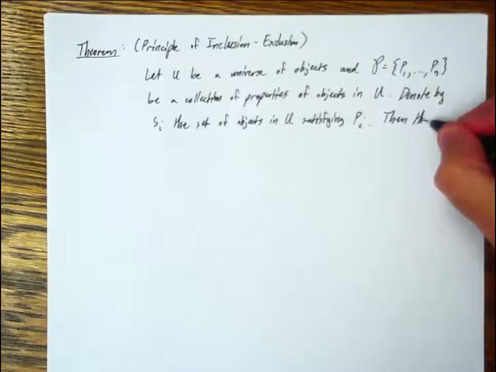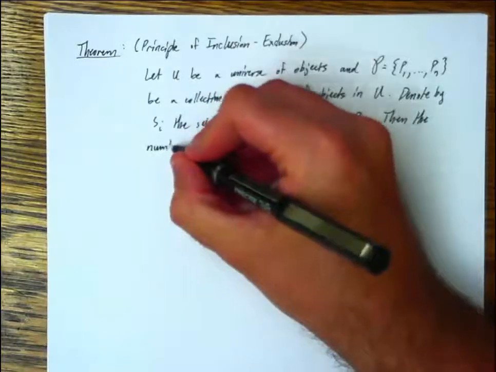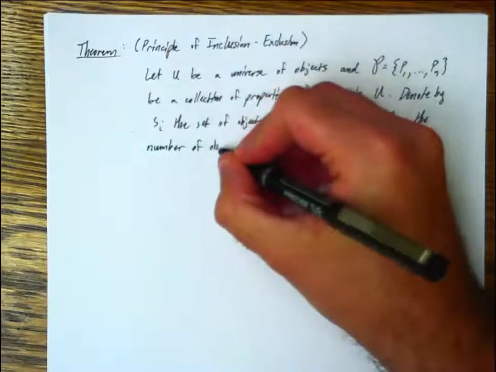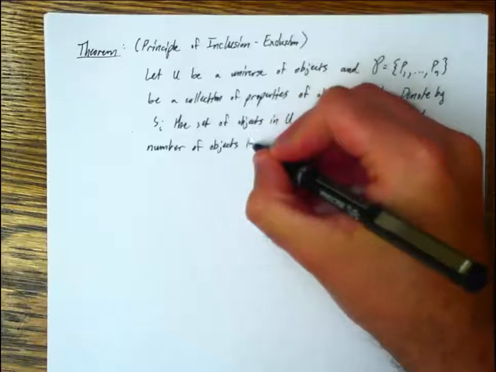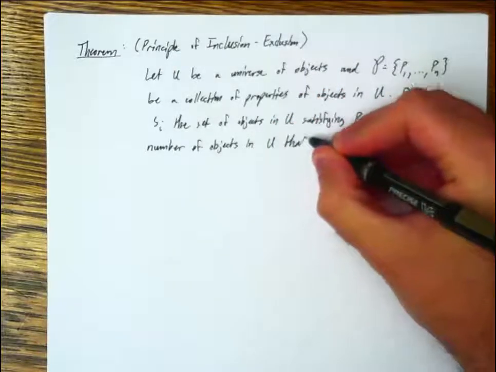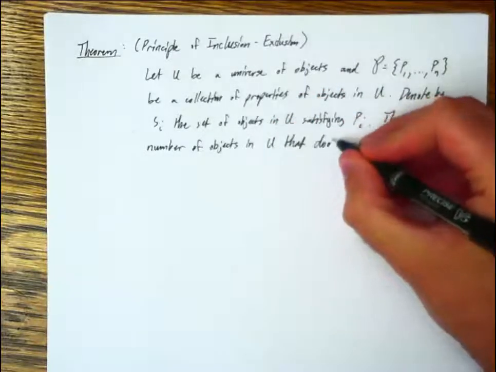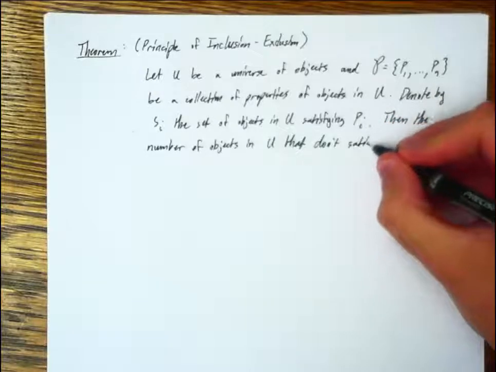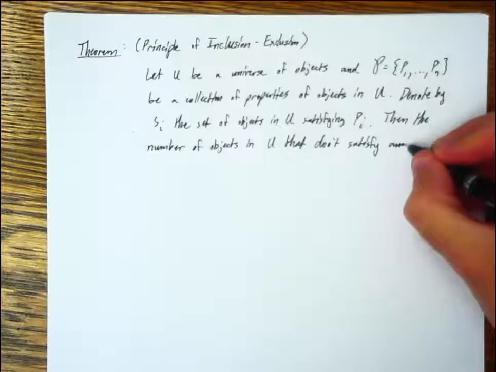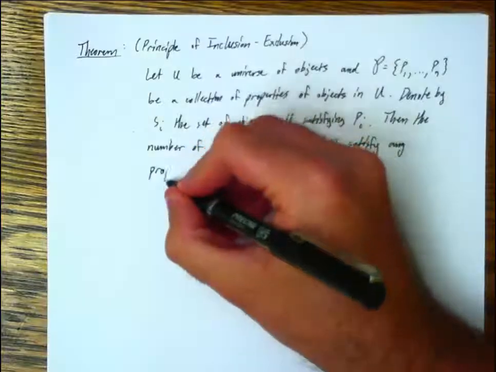Then the number of objects in U that don't satisfy any of these properties, so don't satisfy any property in the set P.